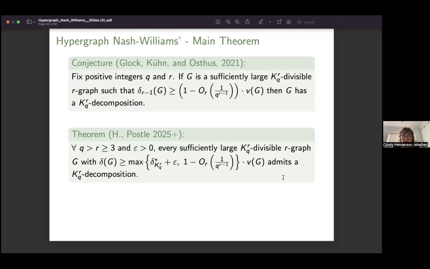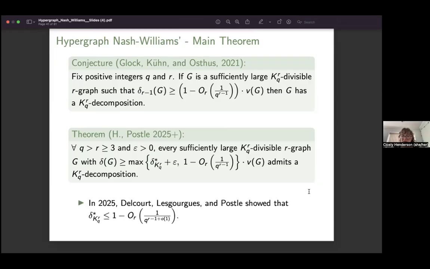So then Luke and my main theorem is progress towards this conjecture. We tied the KQR decomposition threshold to the fractional KQR decomposition threshold. More specifically, we showed that for every Q at least R greater than or equal to 3 and positive epsilon, every sufficiently large KQR divisible R graph with minimum degree the maximum of the fractional threshold plus epsilon and the proposed bound times the number of vertices admits a KQR decomposition.